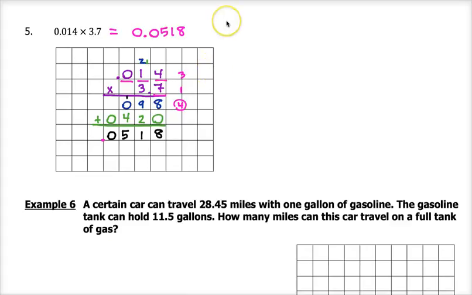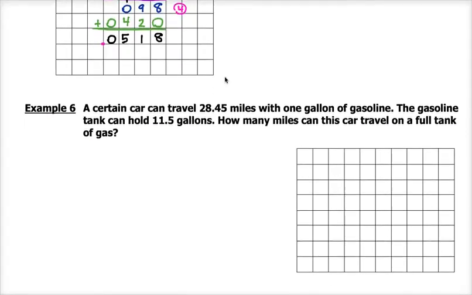Okay, so did you estimate? Did you find that your answer should be close to 0 when you estimated 0.014 times 3.7? Well, we do get an answer close to 0. It should be 0.0518. Check your work here against mine, and if you did not get this, see if you can find where your mistake is. If you can't, make sure you circle or star this one so that you can ask your teacher the next time we see you in class.